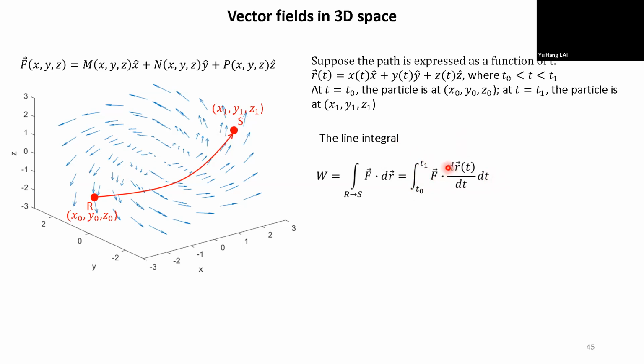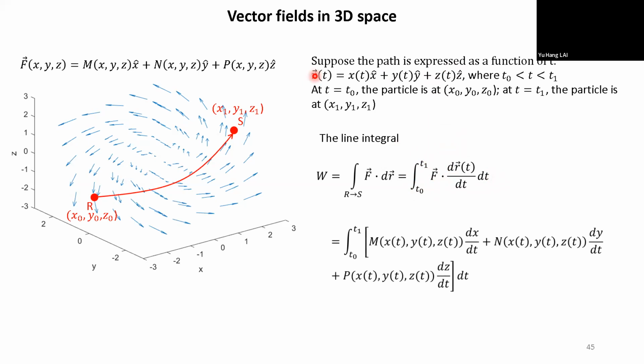So all we are doing is adding one more component. The calculation procedure is the same. It's just more difficult to do the parameterization. That's it. So the line integral can be written as this, the integral over t.